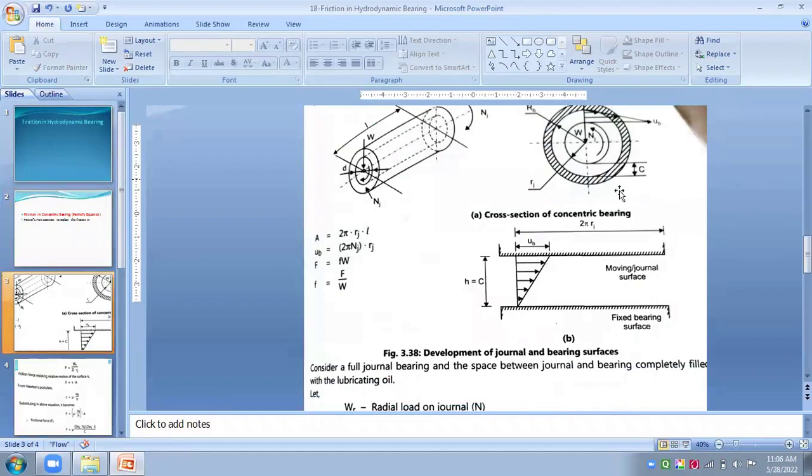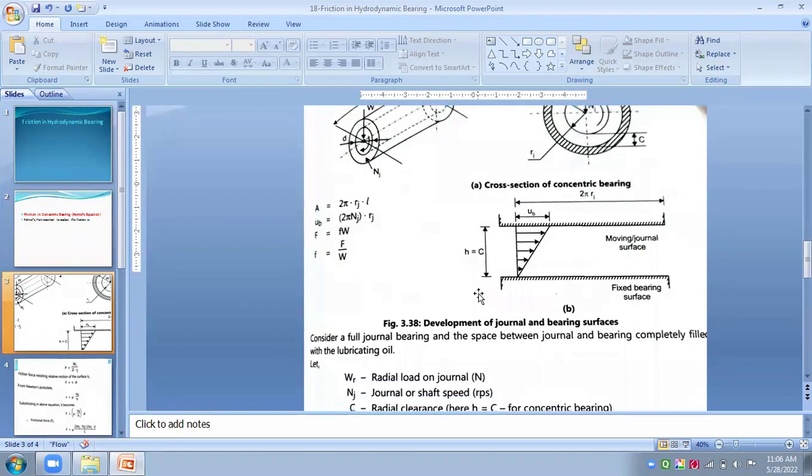So consider a concentric journal bearing. This is the outer diameter, this is the inner diameter of the bearing. Consider a full journal bearing with the space between the journal and bearing completely filled with lubricating oil.